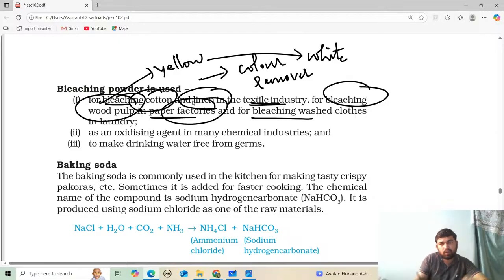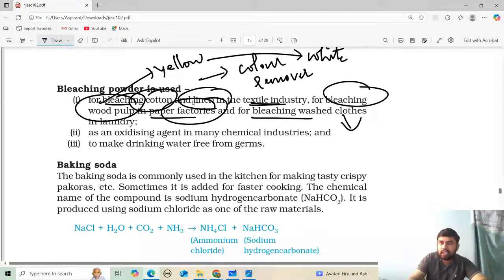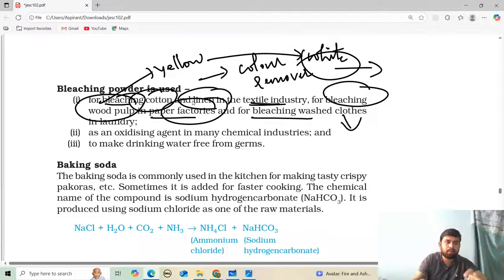In the paper industry, we need to get white paper, right? So it may be wood pulp, maybe a different color. If you convert it into white color, in that process they use bleaching powder as a decoloring agent. Next, they are using it as an oxidizing agent.